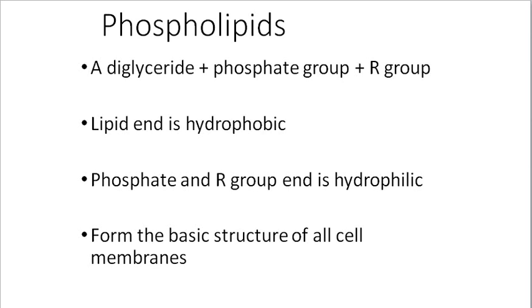However, the other end of the molecule has a phosphate group with something else attached to it. When chemists want to indicate that something else is present, but they don't want to specify what that component is, they'll often use the abbreviation R. The phosphate containing end of the phospholipid is strongly hydrophilic. Phospholipids are important because they form the basic structure of all cell membranes.